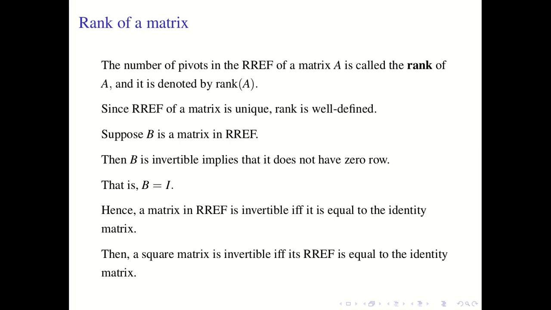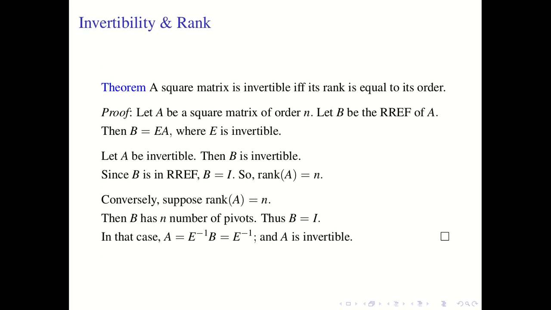So using the result that we proved in the last lecture and this observation that a matrix in row reduced echelon form is invertible if and only if it is identity, we get that a square matrix is invertible if and only if its row reduced echelon form is equal to the identity matrix. Using these observations, we prove another theorem, that a square matrix is invertible if and only if its rank is equal to its order.